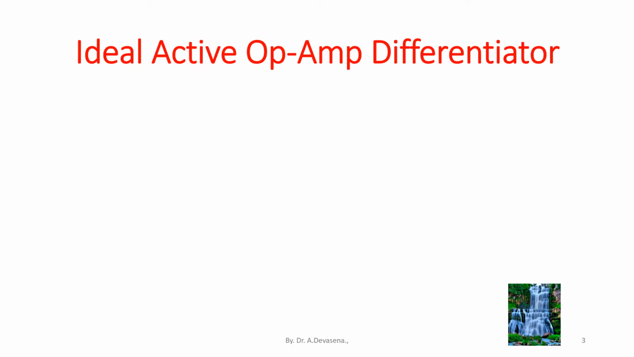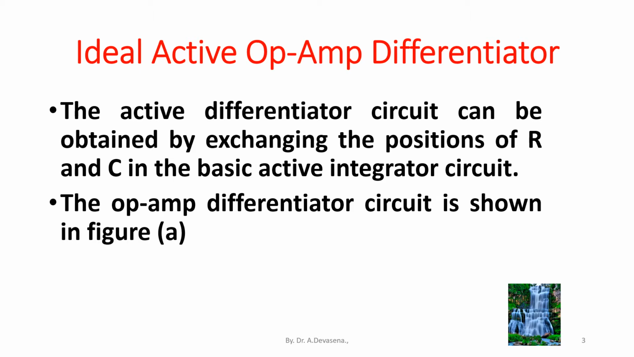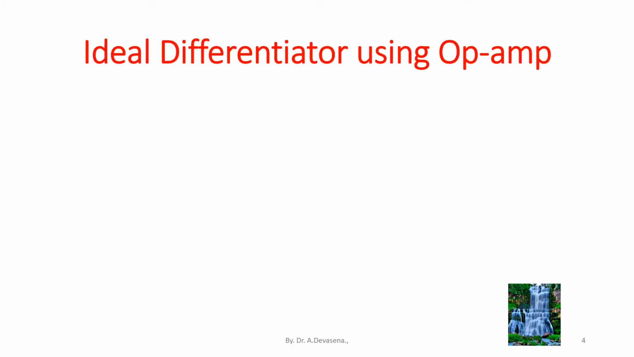Ideal active op amp differentiator. The active differentiator circuit can be obtained by exchanging the positions of resistance R and capacitance C in the basic active integrator circuit. The op amp differentiator circuit is shown in figure A. The ideal differentiator using op amp is shown below.